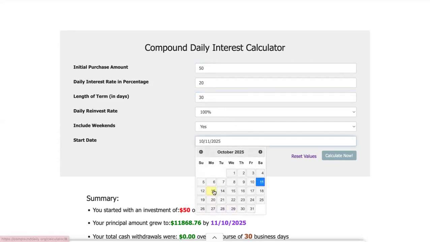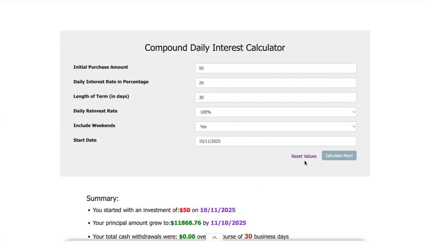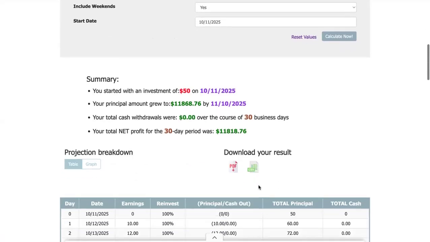So if you got started today, your start date would have been, well, it's already Monday for me, but you're gonna put your start date as Saturday, because you guys are still in Sunday. So put it as Saturday. Saturday is gonna be day zero. Sunday is gonna be day one. You click on calculate now, and it's going to give you a summary.